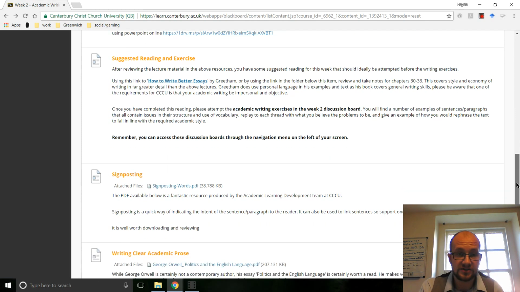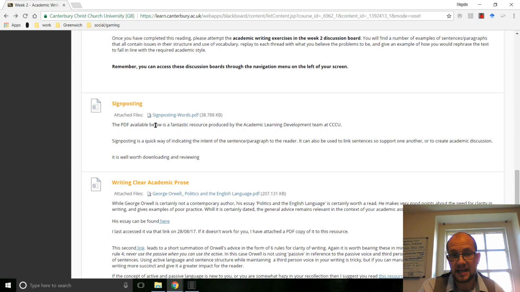In terms of further resources, signposting here, this PDF is produced by the Academic Skills Development Team at Canterbury Christ Church University, and it will give you a few pointers on how to link statements, whether you want to support points, contrast points, lead from one paragraph to the next, begin a paragraph with a very strong indication of its topic. It's well worth downloading and keeping off to one side, maybe even printing and popping on the wall in your office when you are producing your academic writing.